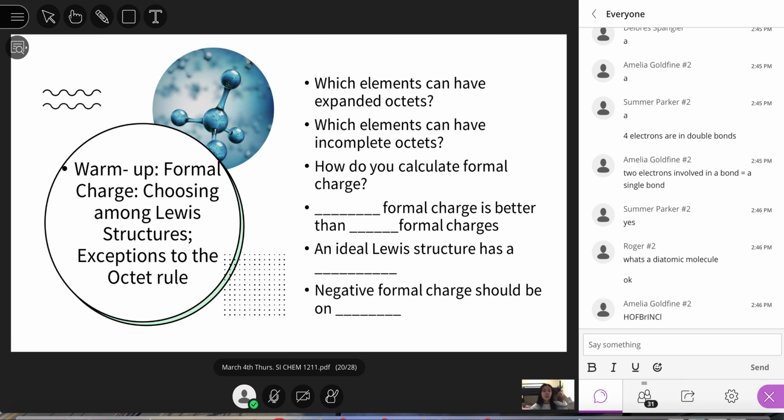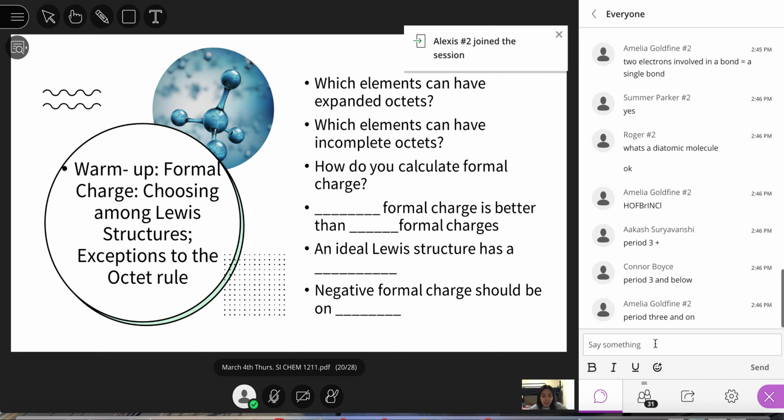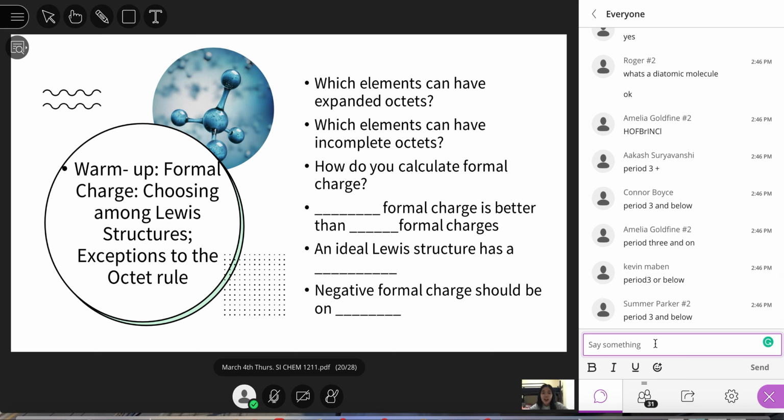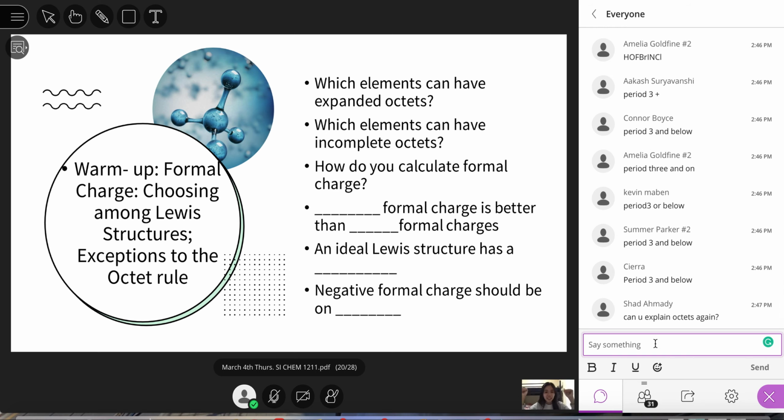Alright. So, which elements can have expanded octets? Do we know? Okay, period 3 and below, period 3 and on. Okay, very good. You guys know that it's at least period 3. Oddly enough, I feel like it is below, but that's the thing. In Dr. Kelly's notes, she puts period 3 and beyond. So I don't know if she made an error, but she wrote that. So that's very weird.